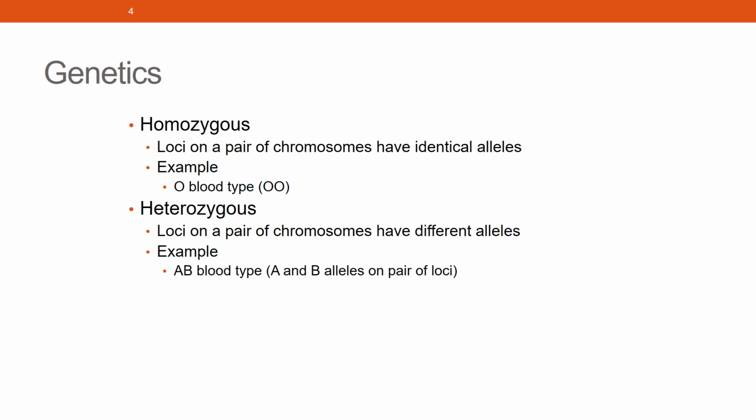Homozygous genes, so loci on a pair of chromosomes, have identical alleles. Okay, so we have, for example, O blood type, and both alleles are identical. Heterozygous is when loci on a pair of chromosomes have different alleles, and if we're talking about blood, it's A and B blood type, A and B alleles on a pair of loci.